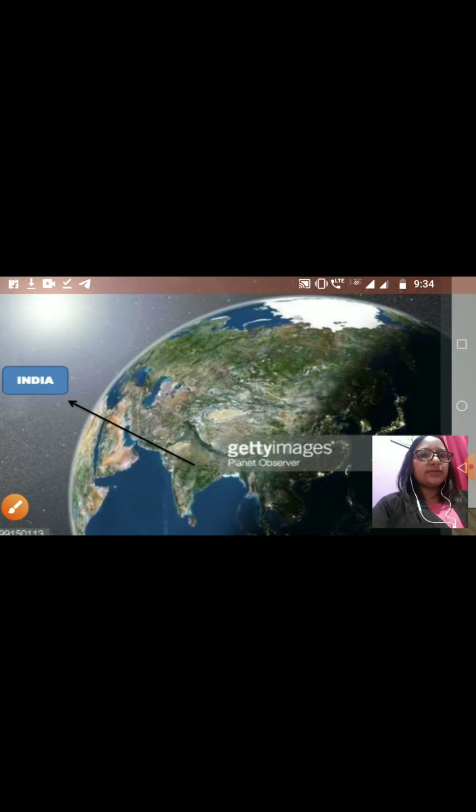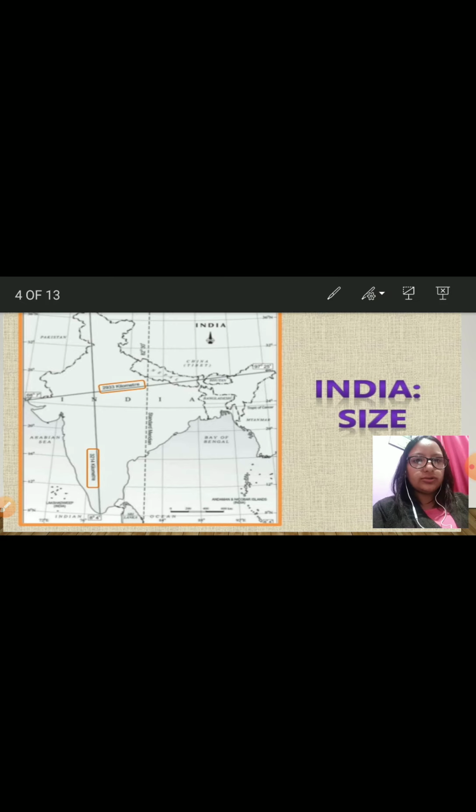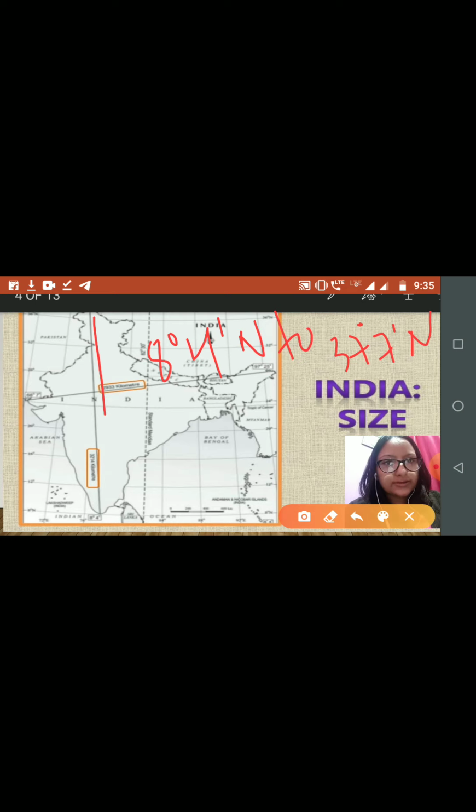Now you see the location of India. From north to south, the Indian mainland extends from the latitude of 8 degrees 4 minutes north to 37 degrees 6 minutes north, covering a distance of 3210 kilometers. This is its north to south extension.